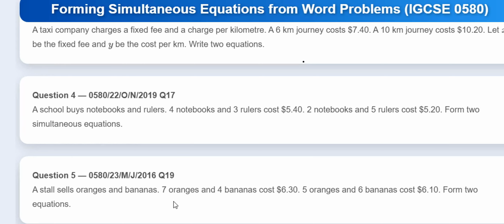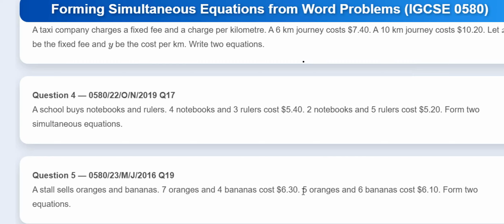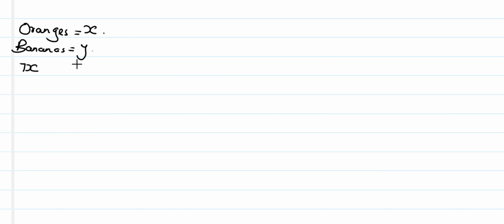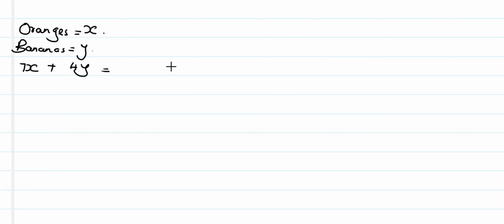And then you are told 7 oranges and 4 bananas cost $6.30. So 7 oranges would be 7 multiplied by X, which is 7X. Then 4 bananas will be 4 multiplied by Y, which is 4Y. And then you are told the total of these is $6.30. So this becomes our first equation.